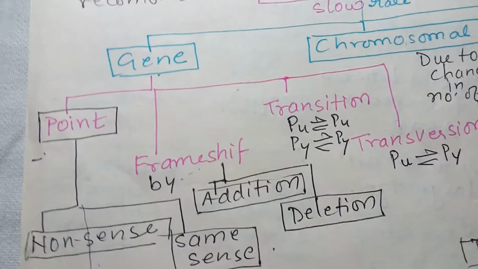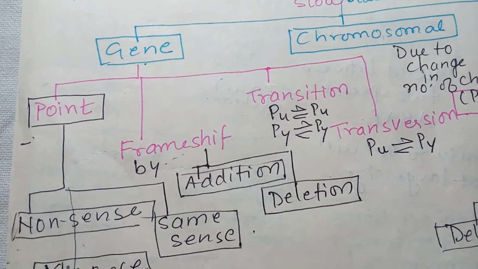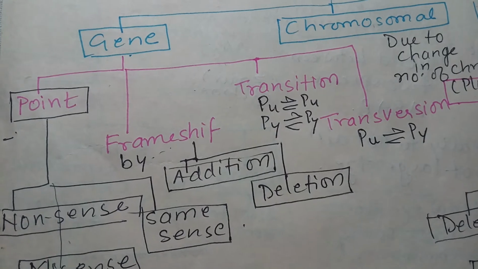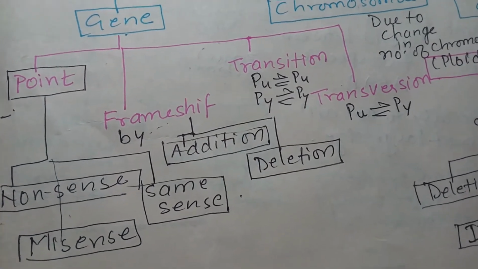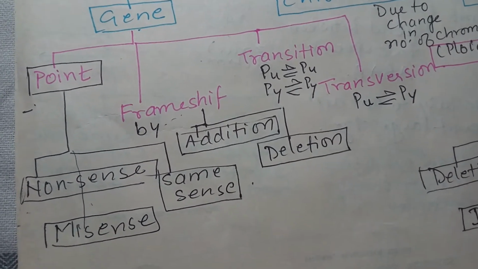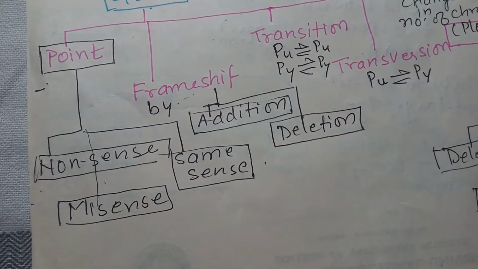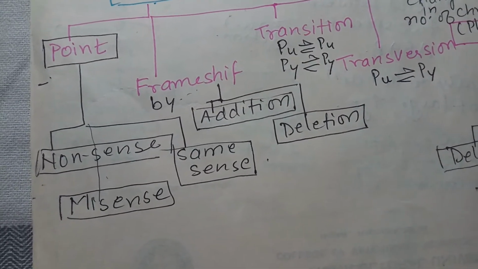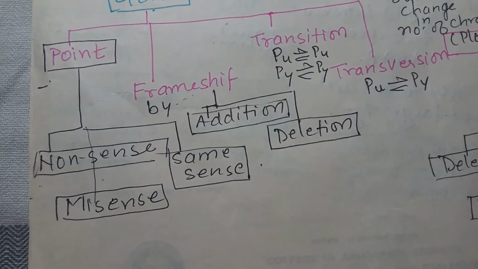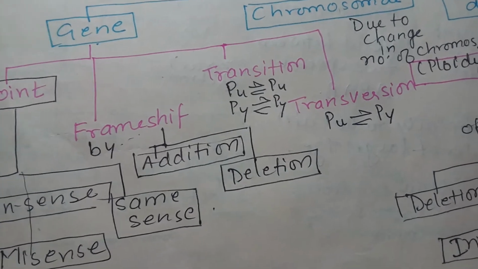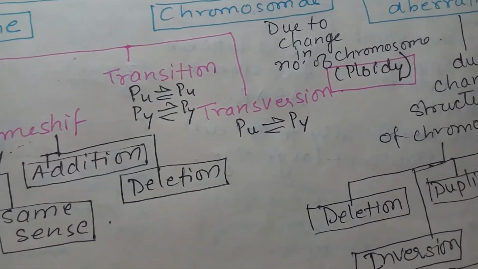Now gene mutation is of, you can say, four different categories: point mutation, frame shift mutation, transition and transversion. Point mutation again is of different types: nonsense mutation, missense mutation, same sense mutation. Frame shift mutation occurs by addition and deletion.